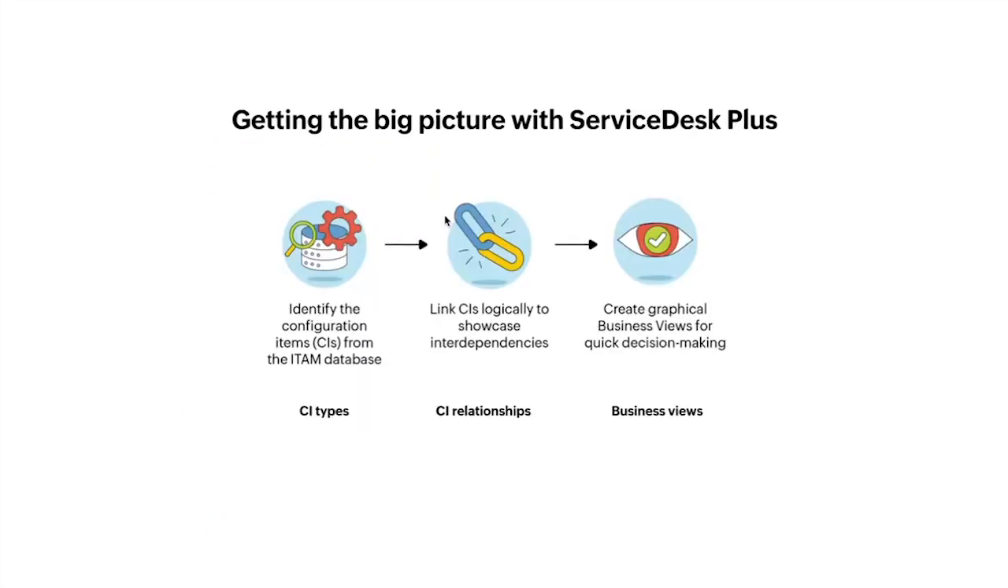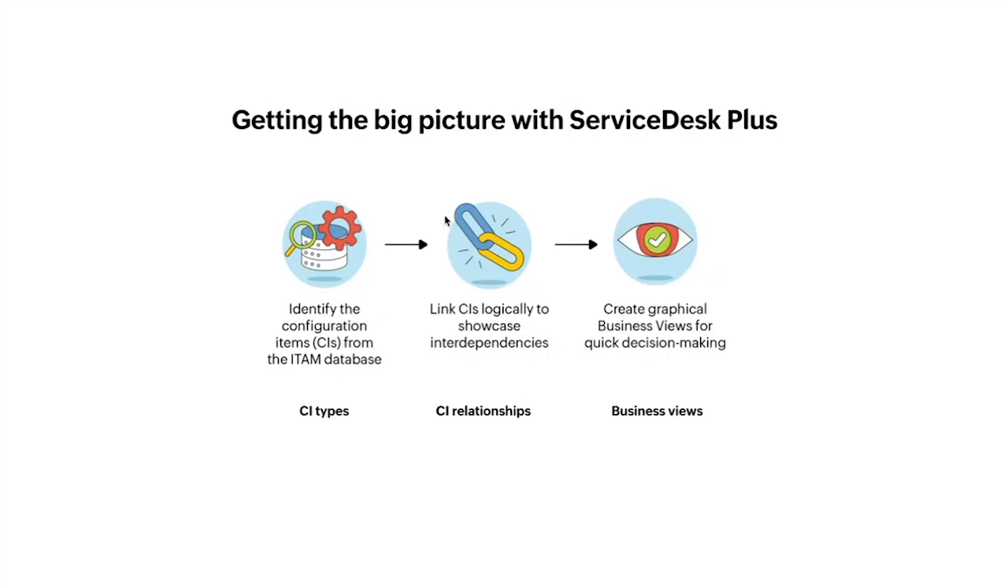So they leveraged the CMDB module. They created CI types. They were able to identify the CIs from the ITAM database, and they were able to build relationships between the CIs, and then they created business views out of it, right, which basically gave them a visual view of the infrastructure that they had.